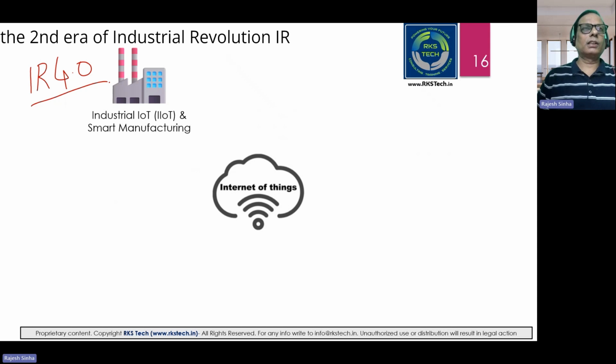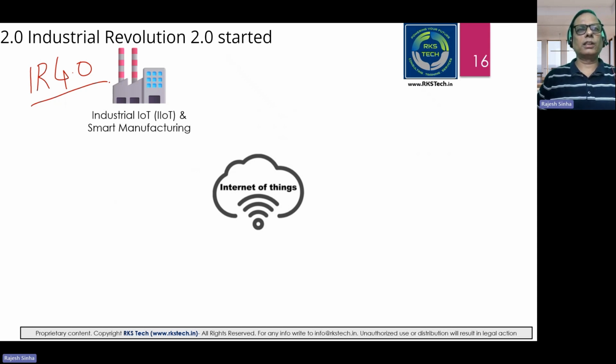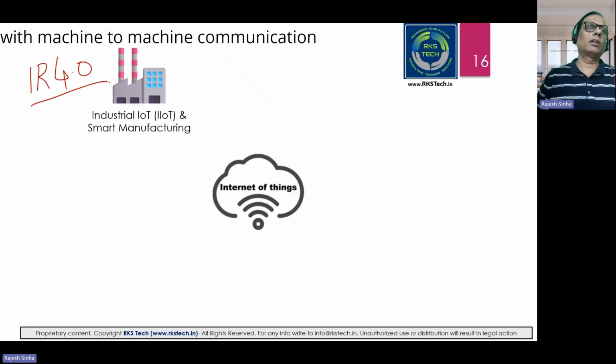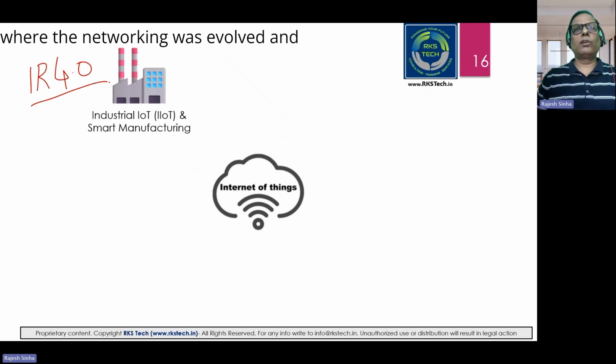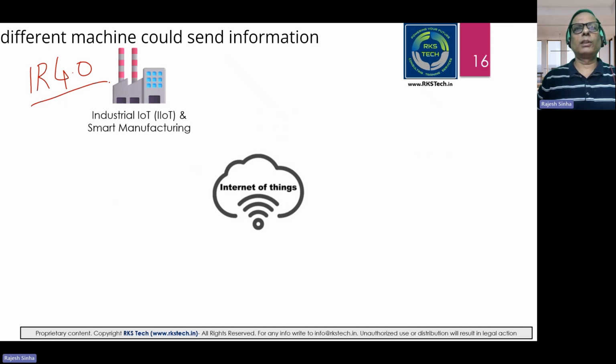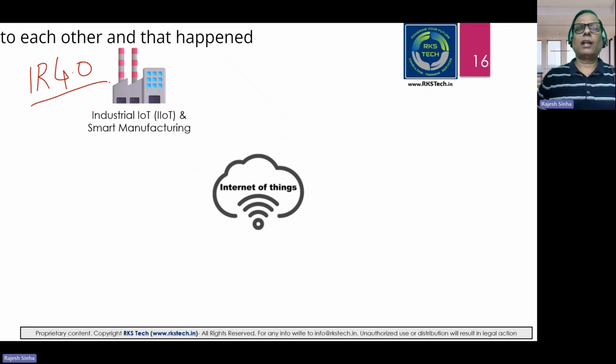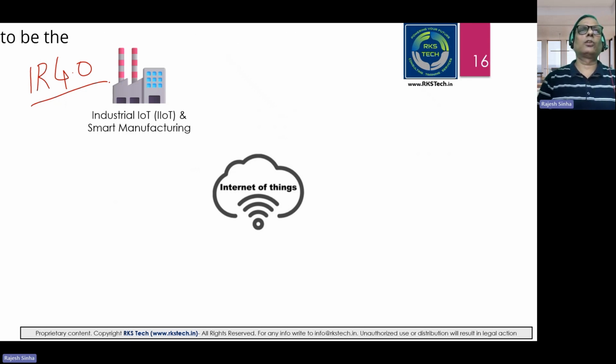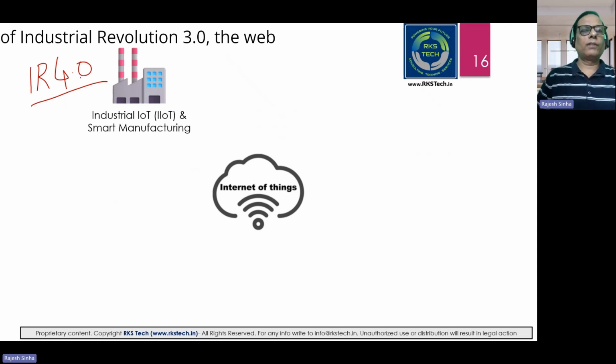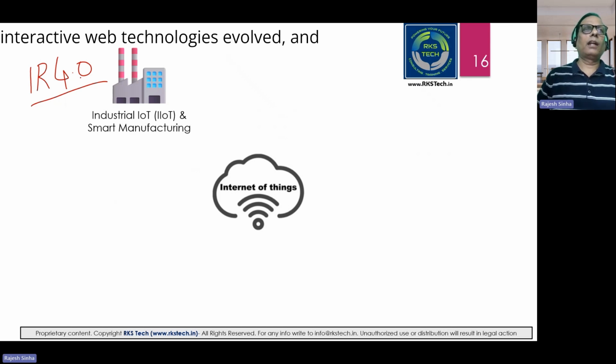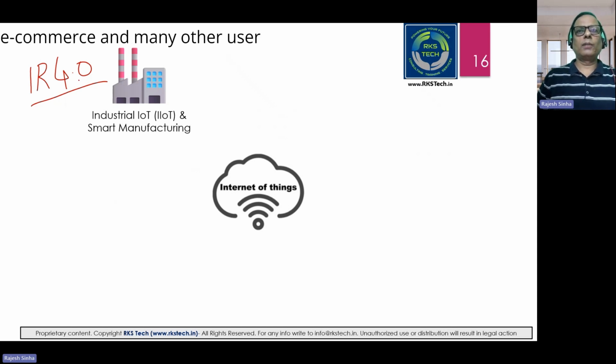The second era, IR 2.0, Industrial Revolution 2.0, started with machine-to-machine communication, where networking evolved and different machines could send information to each other, and that happened almost 50, 60, 70 years back. The third industrial revolution is considered to be the evolution of the internet and interactive web technologies. With Industrial Revolution 3.0, the interactive web technologies evolved, and that led to a massive explosion in areas like online banking, e-commerce, and many other user applications.